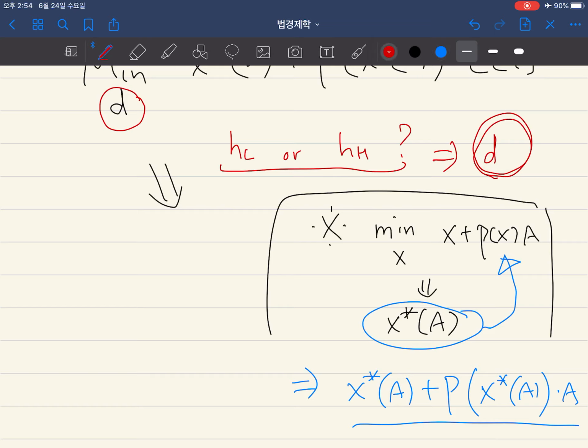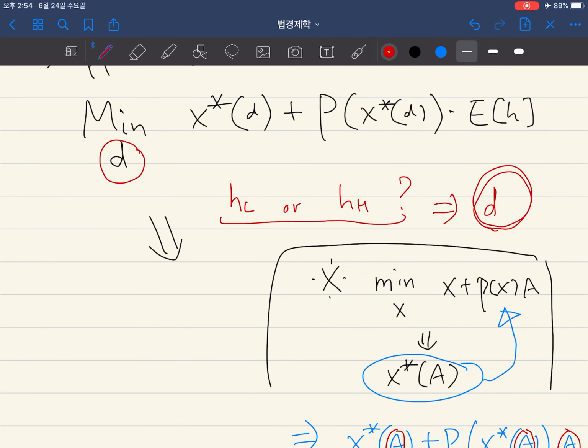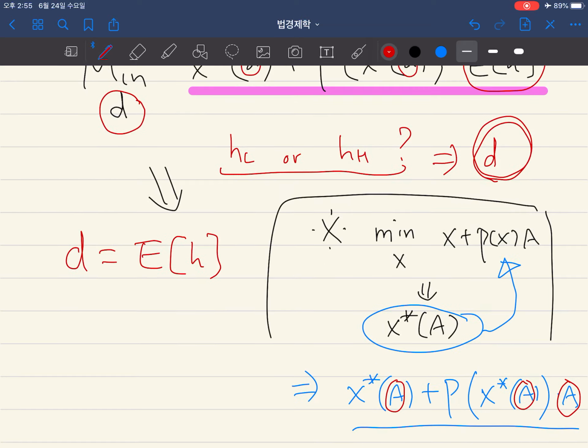And as you can see, when this function is minimized, this number appears everywhere. Therefore, if we want to minimize this purple expression, this number must appear everywhere. So that means D must be average harm. So actually this is what we saw last time.